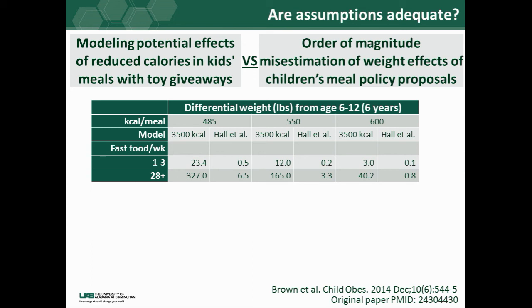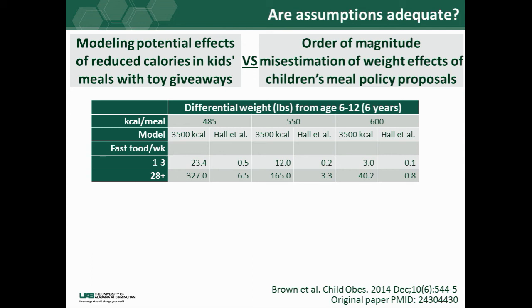Now, that was talking about the exposure in a study. What about the assumptions made about outcomes? There was a recent paper where they were attempting to model, it was titled Modeling Potential Effects of Reduced Calories in Kids' Meals with Toy Giveaways. And we had written a letter that we titled Order of Magnitude Misestimation of Weight Effects of Children's Meal Policy Proposals. So the group that did this did a really interesting job pulling data from a number of different places.